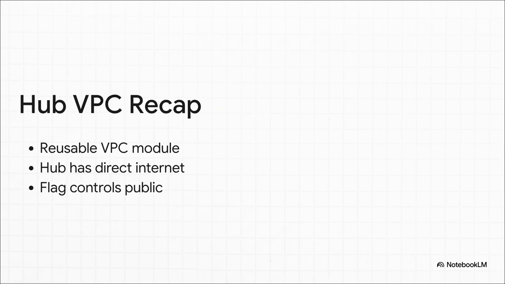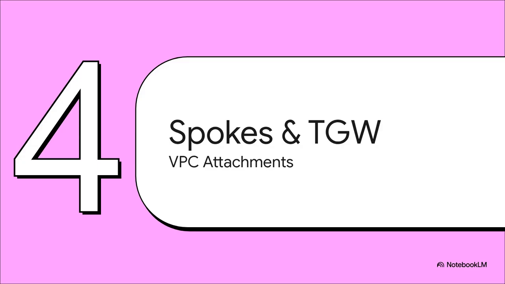So, our Step 3 recap. A single custom module creates literally every VPC in this architecture, but only the hub is granted public-facing resources, all controlled elegantly by that specific create_igw Boolean flag. All right, that brings us to Step 4, Spoke VPCs and TGW attachments.